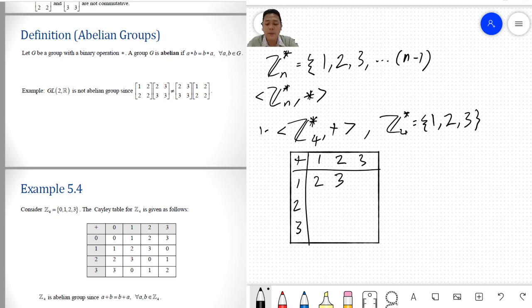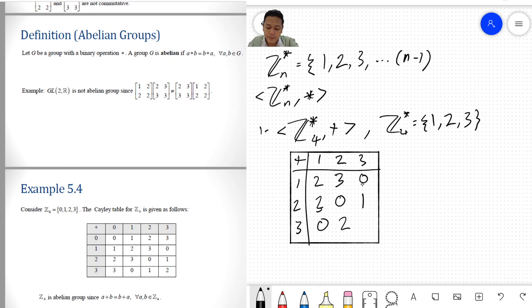1 plus 3 is 4, 4 mod 4 is 0. 2 plus 3 is 5, 5 mod 4 is 1. 3 plus 1 is 4, 4 mod 4 is 0. 3 plus 2 is 5, 5 mod 4 is 1.